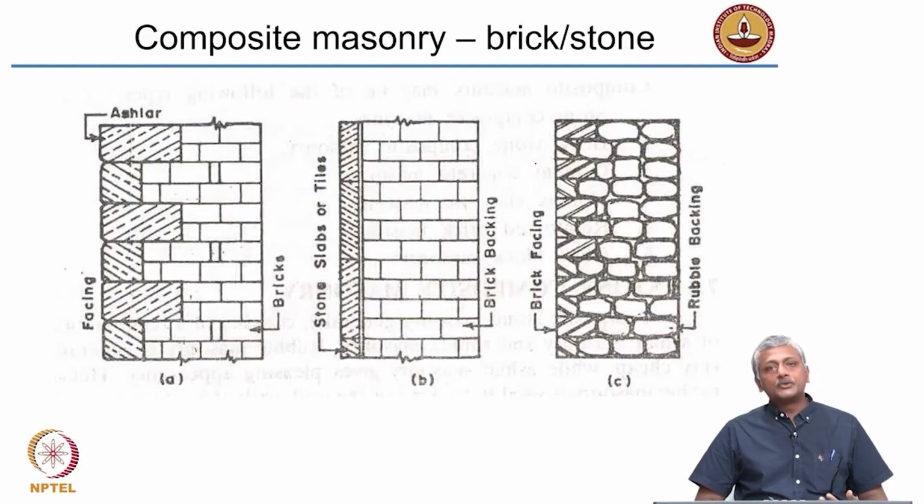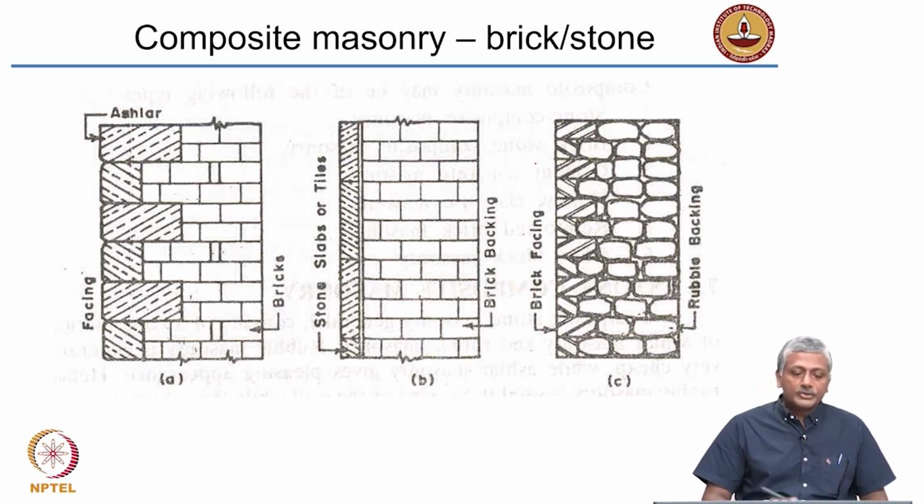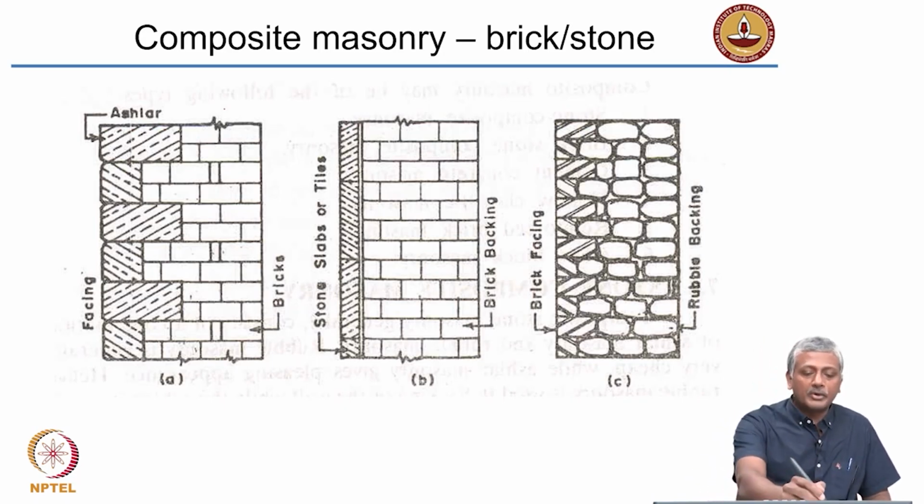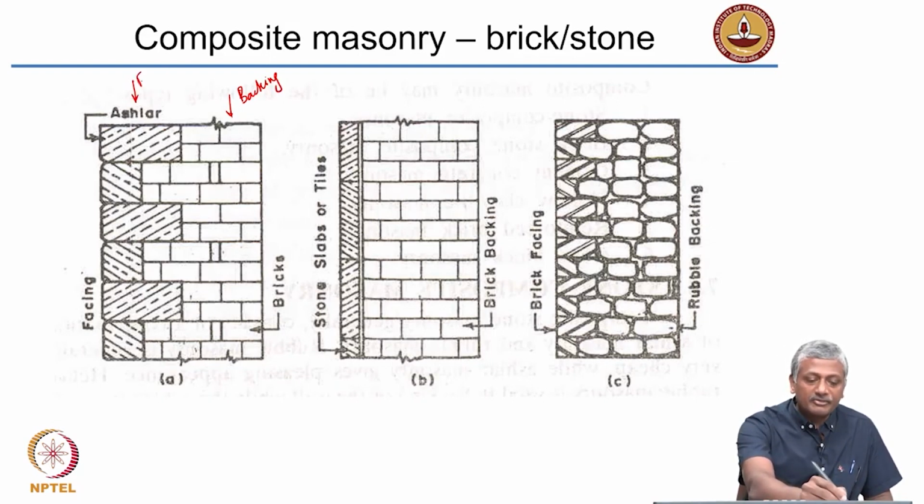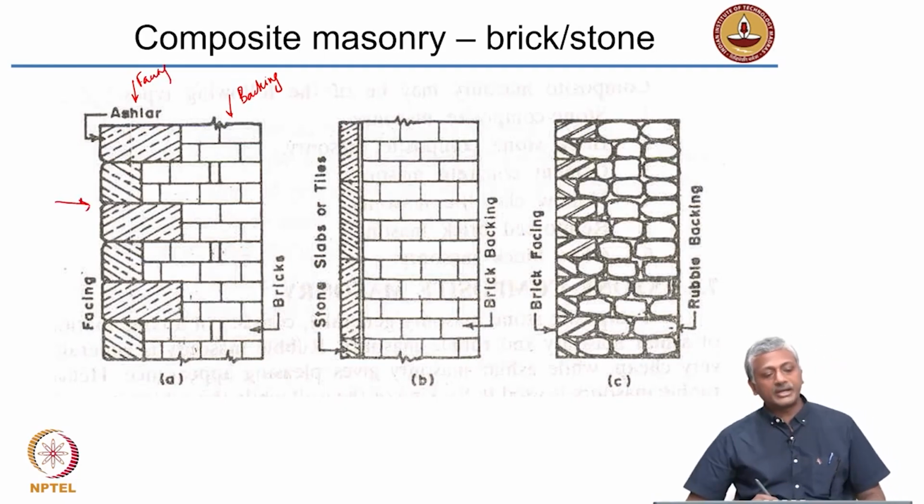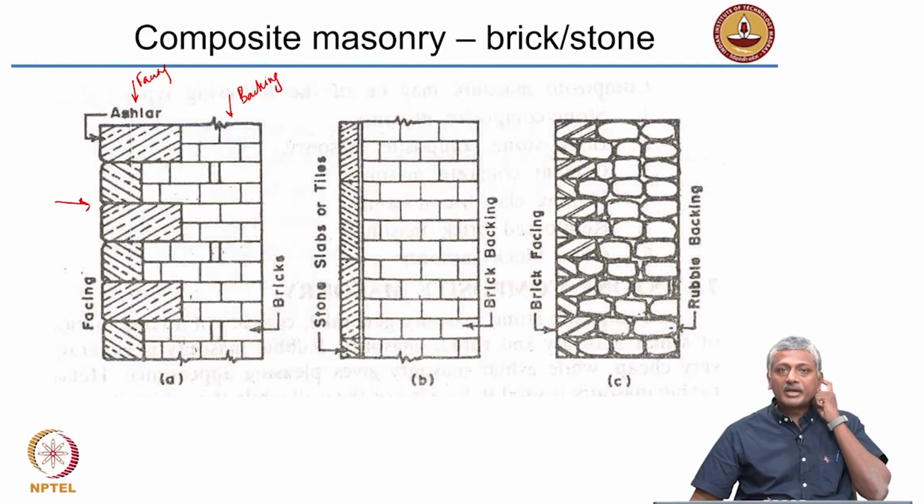Now, sometimes we use composite masonry, in which we use more than one type of material to make the masonry wall possible. So, this is an example of a brick stone composite. So, you have bricks as the backing, that means the main part of the wall is a brick wall, and ashlar fine cut stone as the facing material. Okay. You are looking at from the outside, the ashlar facing followed by a brick backing.